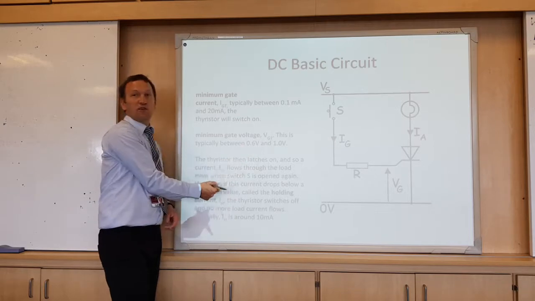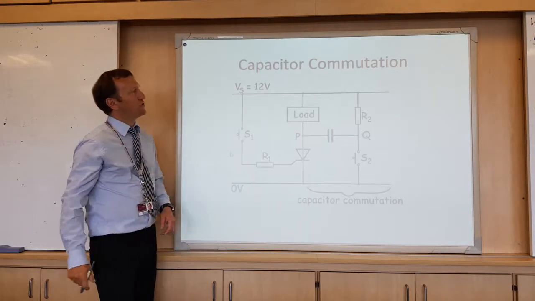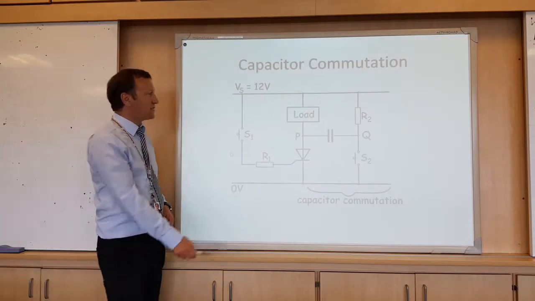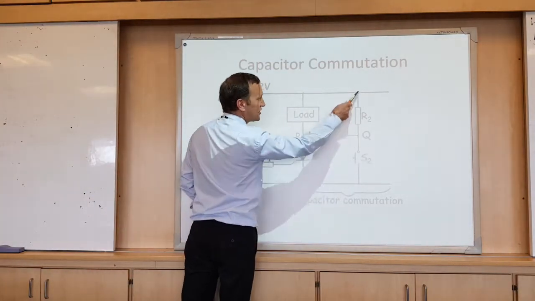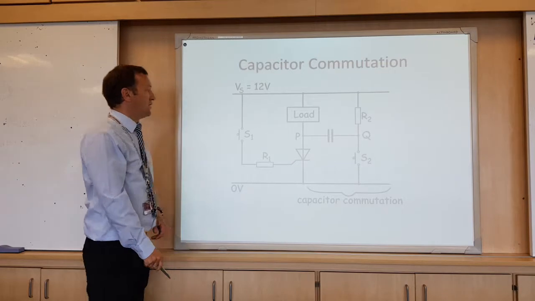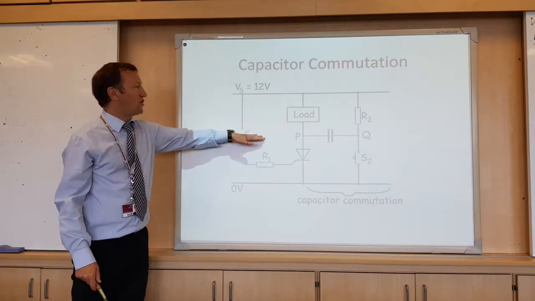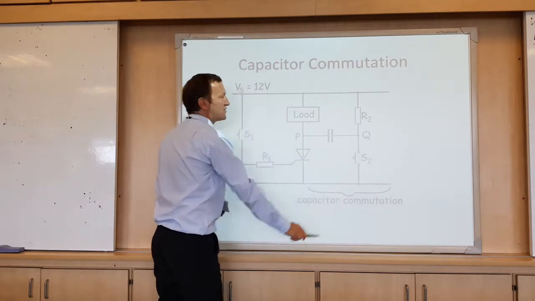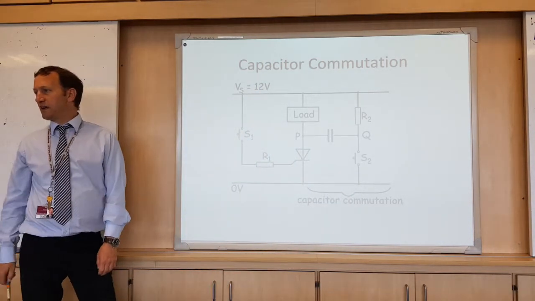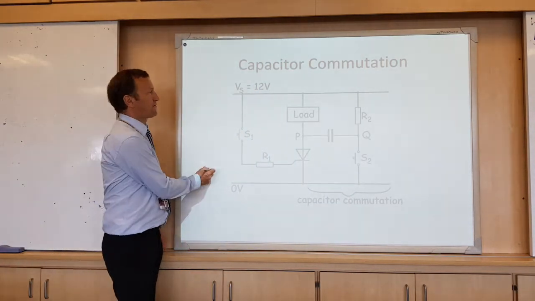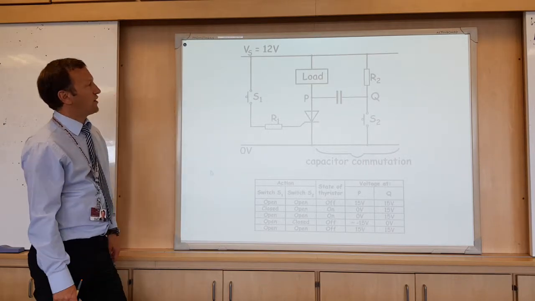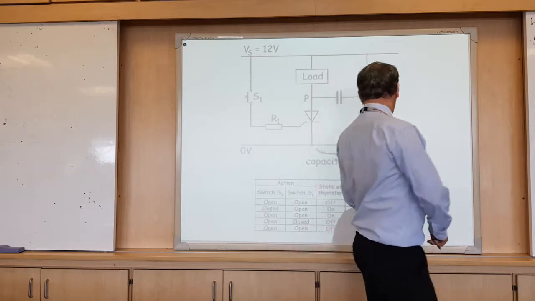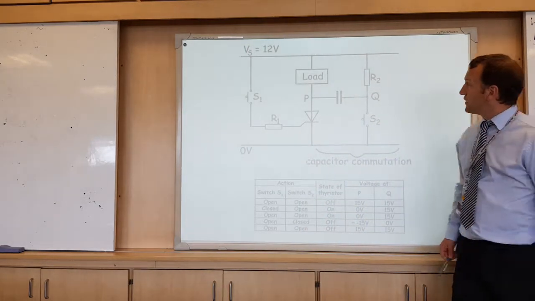So how do we switch off the circuit? Well, we use something called capacitor commutation, where we add a capacitor, a second switch and a resistor. We now can switch it on using this switch and switch it off using that switch, and we need to be able to explain how that works. So here we've got an example. We need to look at the states of it and the voltages at the various points.